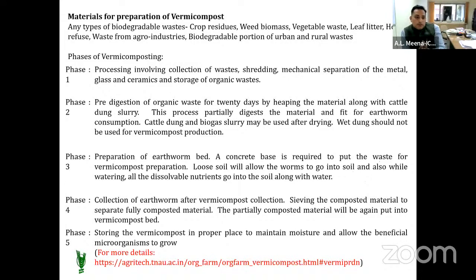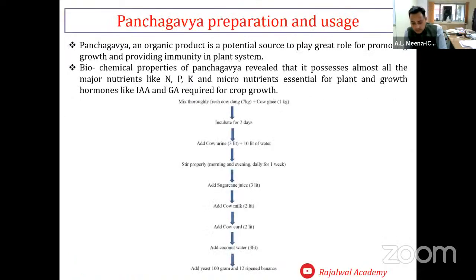The third phase includes the preparation of the earthworm bed. A concrete base is required to put the waste for vermicompost preparation. Loose soil will allow the worms to go into the soil, and while watering, all dissolvable nutrients go into the soil along with the water. The fourth phase includes the collection of earthworms after vermicompost collection, sieving the composted material to separate the fully composted material. The final phase includes storing the vermicompost in a proper place to maintain the moisture and allow the beneficial microorganisms to grow.